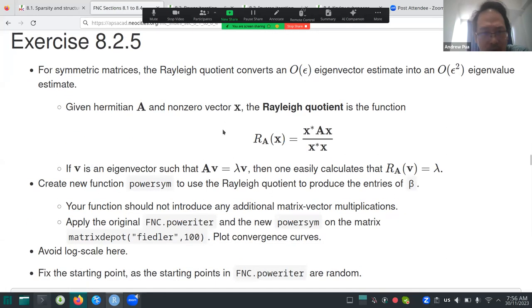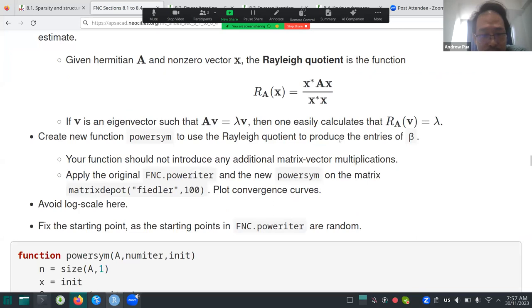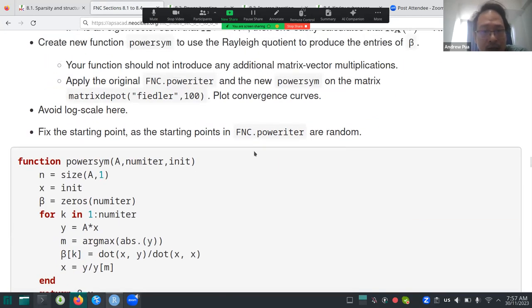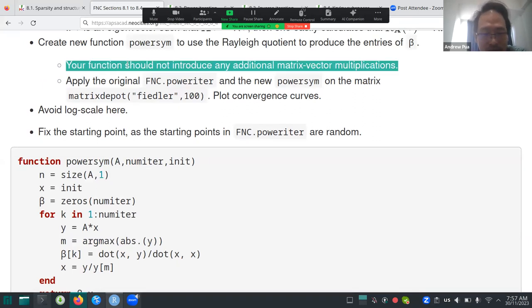The interesting one is 8.2.5, where you could get a convergence improvement, a speed of convergence improvement, by using this Rayleigh quotient mentioned in chapter 7. And then you're asked to create a new function that incorporates this Rayleigh quotient. And yeah, they specify that your function should not introduce any additional matrix vector multiplications.